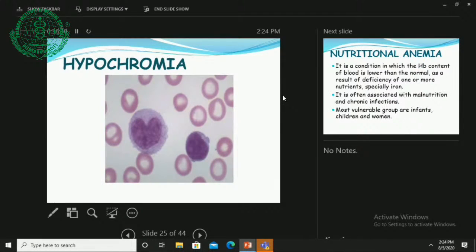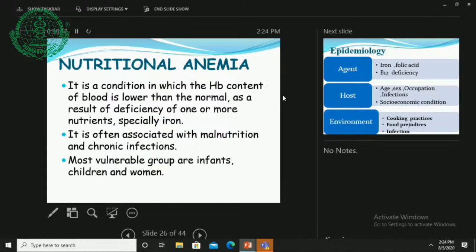And this is to show you magnified RBCs. So here it shows the hypochromia. So microcytic hypochromic type of anemia you get in iron deficiency anemia, and this you can see in the peripheral smear when you do peripheral smear.